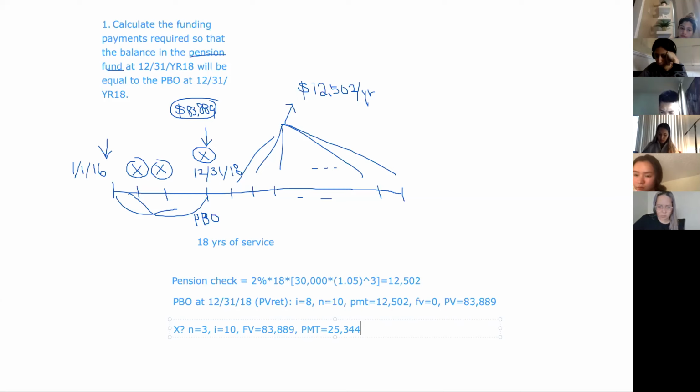So what is this 25,344? If the company saves 25,344 for the next 3 years, and if the company assumes a 10% rate of return on its investment, then their savings toward this plan asset or pension plan will grow to 83,889 by the end of year 18, which will be enough to cover Albert's retirement check of 12,502 for 10 times during Albert's retirement years.